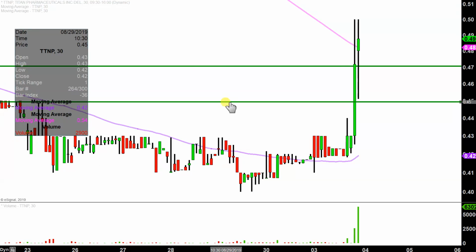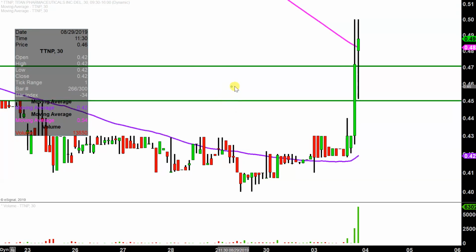Next level of support after that would be down here at the 45-cent mark. So 47 and 45, two of the near-term levels of support. Taking a step back and looking at all this from the bigger picture point of view, that is where the purple line comes into play, the 50-period moving average. Keyword being moving. So as the week plays out, that line is going to move itself higher and higher.